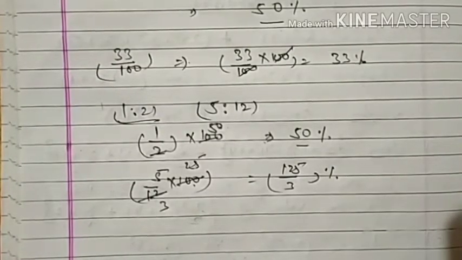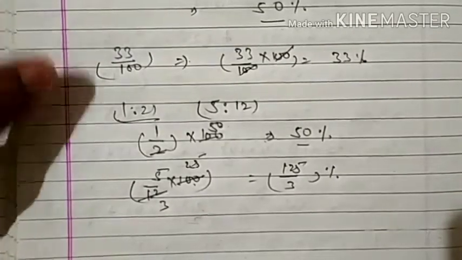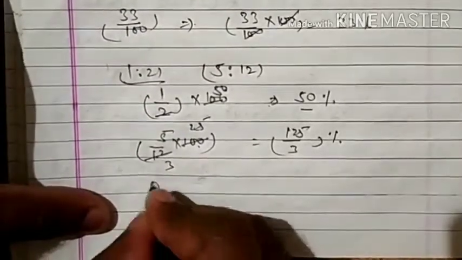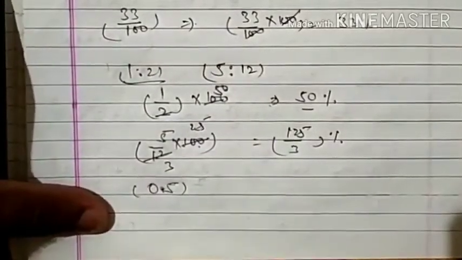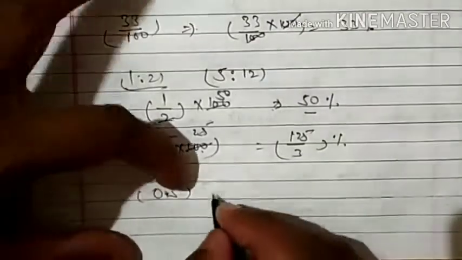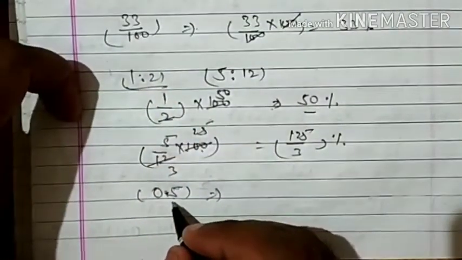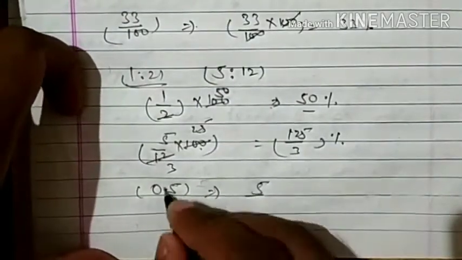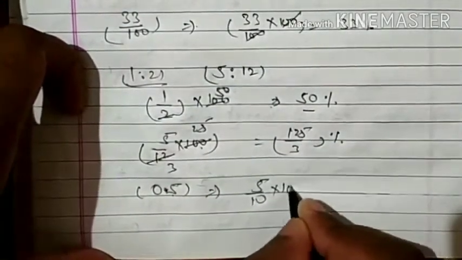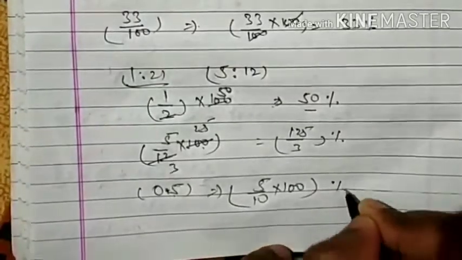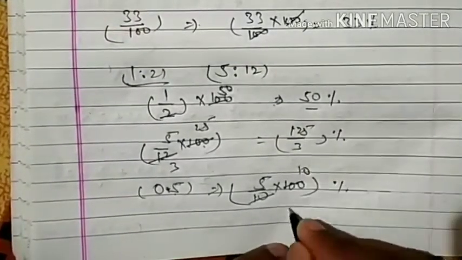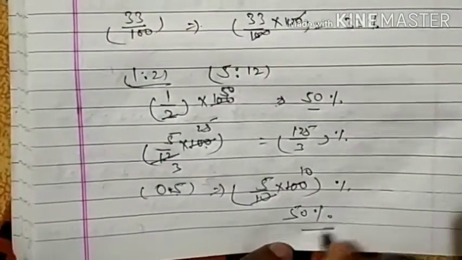Or in decimal. Simply we can convert decimals to percentage too. Suppose we have a number 0.5 and we have to convert it into percentage. What will we do? First of all, we will convert this decimal into a fraction. What will be the fraction form of this decimal? 5 by 10 multiplied by 100 and we will get the percentage. 10 times 100, 5 times 10 is 50%.